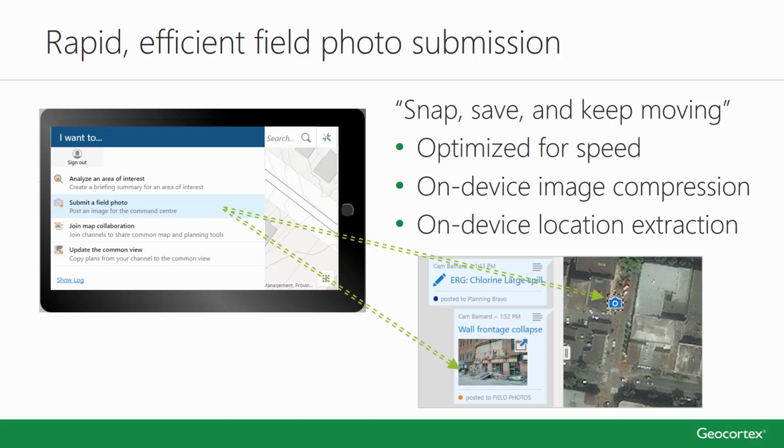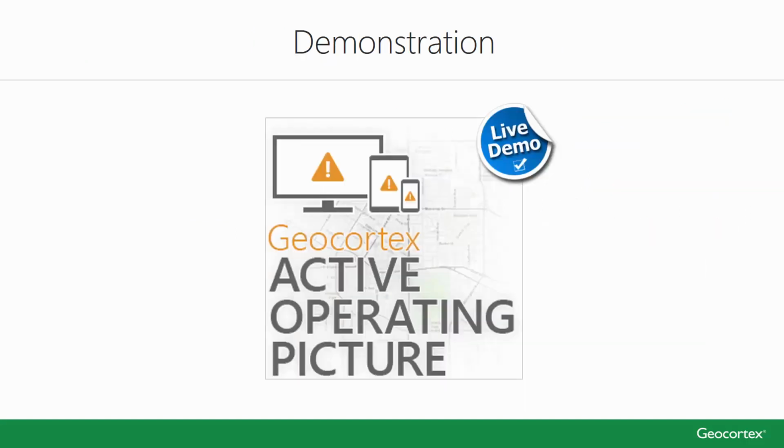It's optimized for speed. We're doing a few things unique here, like on-device image compression and on-device location extraction. What that means is if I've got an iPhone 7 and I snap a photo, rather than trying to push a 14 megabyte file back over the network, we're compressing that file down on the device prior to sending it back. And that reduces network bandwidth, which is particularly important during incidents. So let me show you these two features in action.